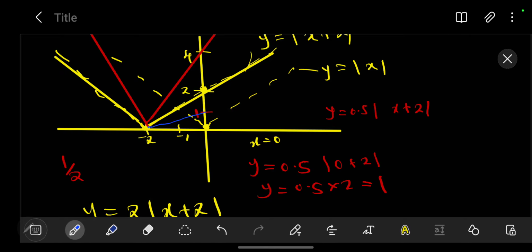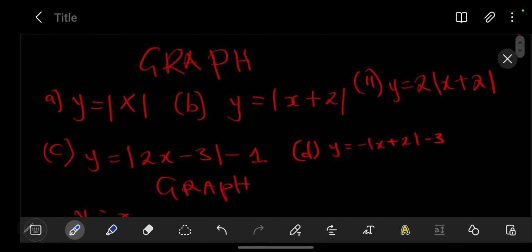So we have a graph that is passing at 1 like that, passing like that, then it's also going like that. So this graph has become wider because of a fraction that is less than 1. So take note, this graph is our y equals 0.5 times the modulus of x plus 2. So that is how we graph that one. So let's look at our next problem.